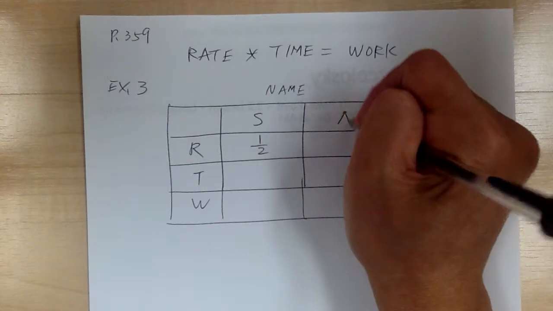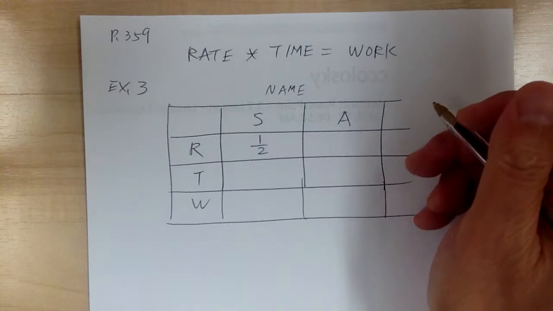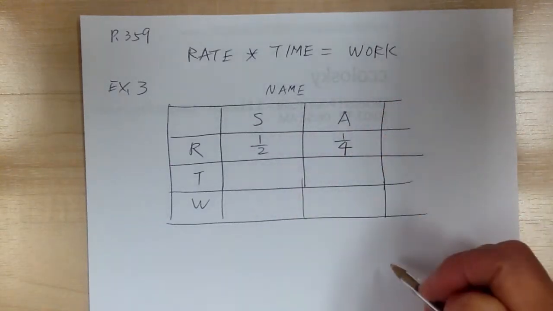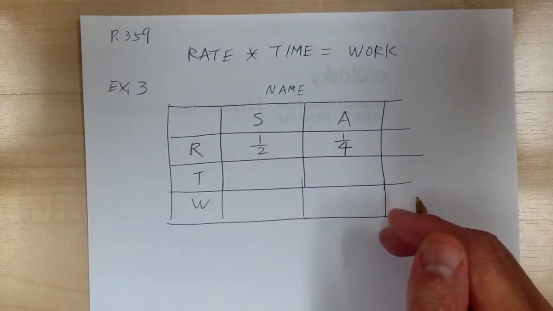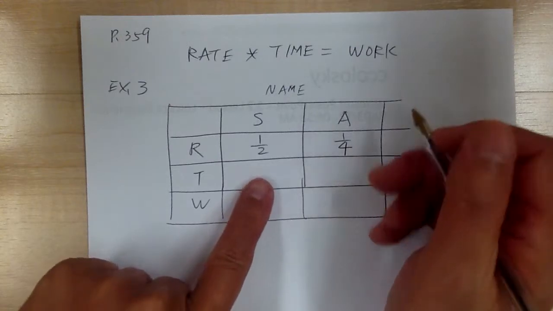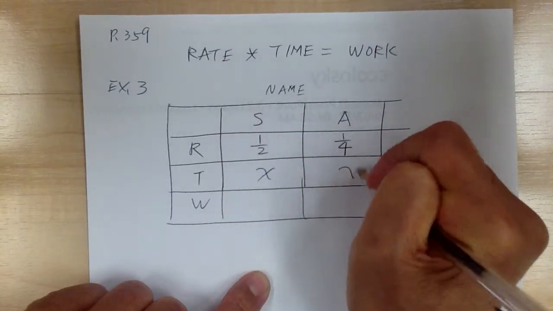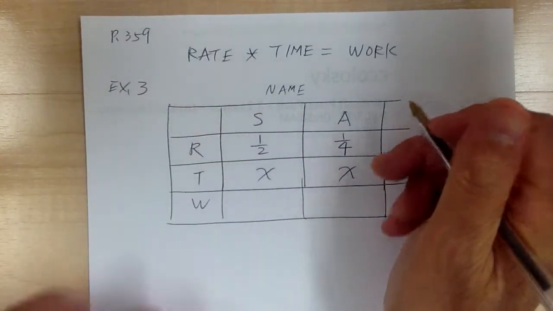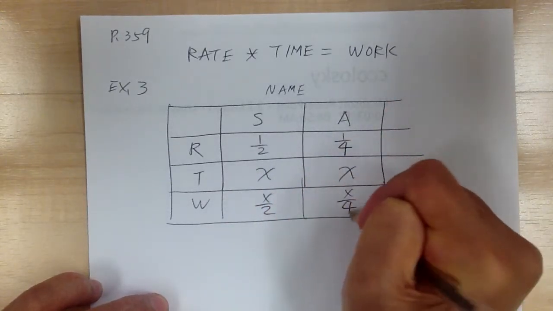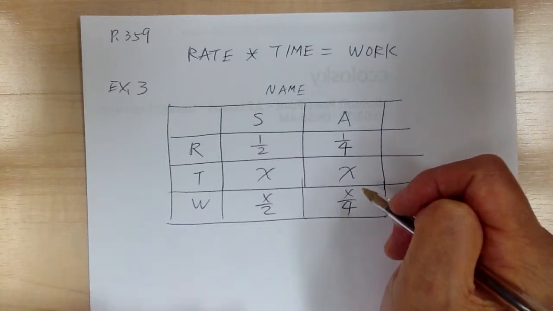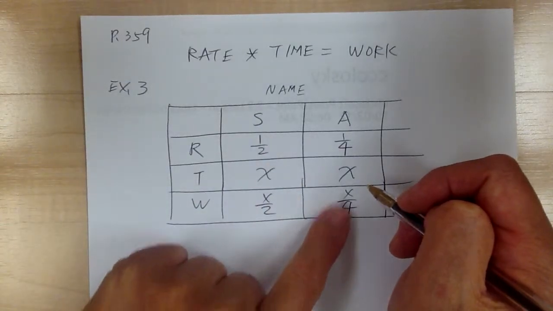And Asim can mow the same lawn in 4 hours. That means every hour he gets 1/4. How long will it take them to mow it together? The time, you want to find out how long the time is. So that's x. So you multiply. This would be 1/2 x, so it would be x over 2. When you multiply, this would be x over 4. So this is how much work gets done by Spiral, and this is how much gets done by Asim.